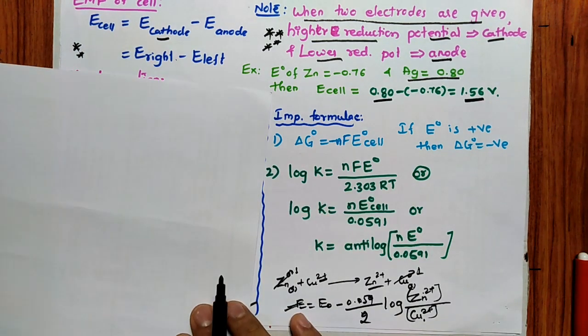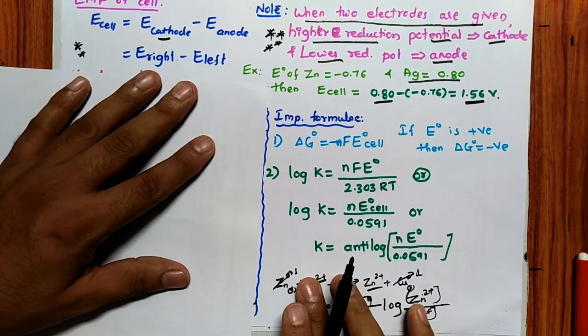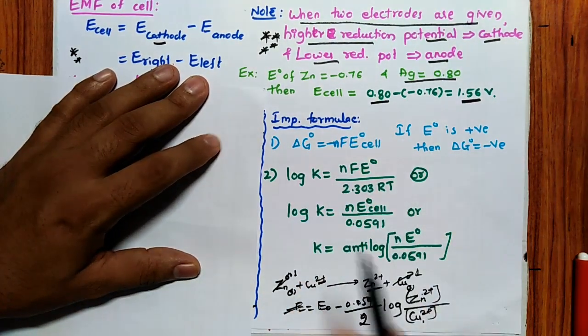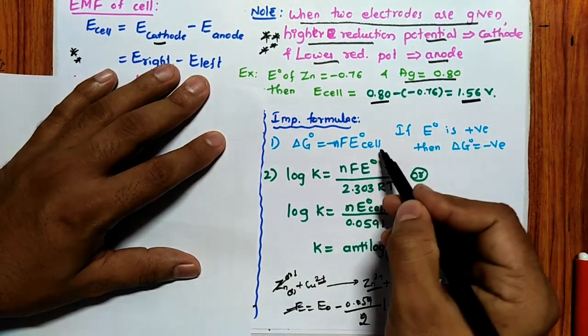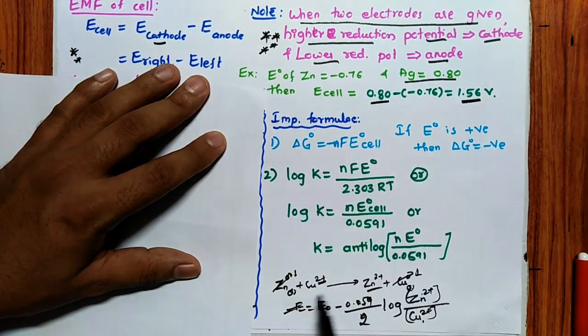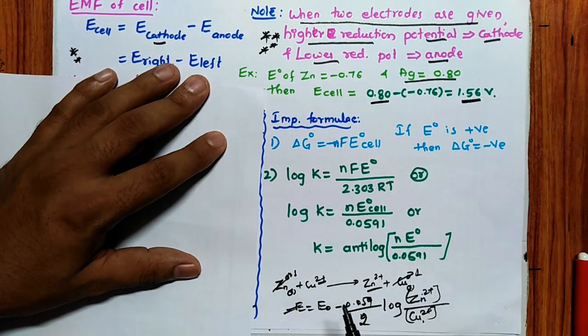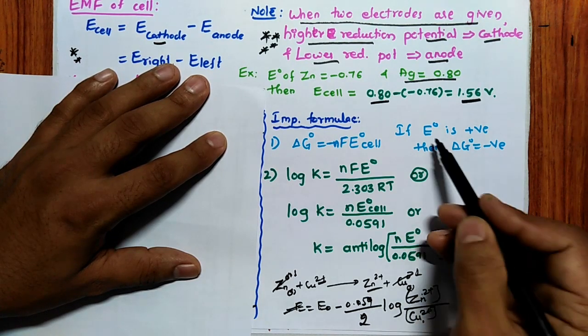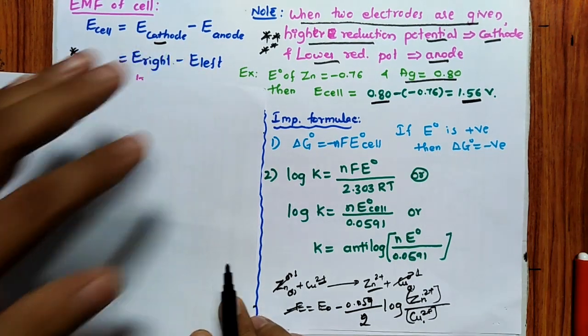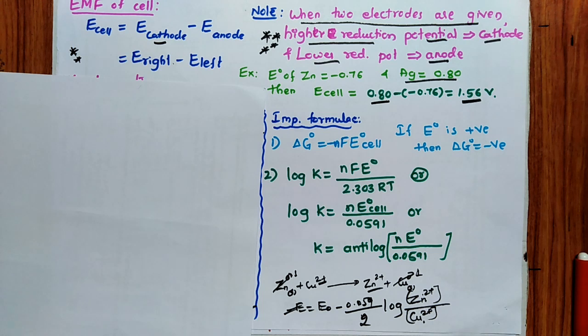Then we will see here. Now you can see important formulas. This you have to remember. See, delta G is equal to minus N F E naught cell. N is calculated the same way as here. F is Faraday, E naught cell they will give, and delta G naught you have to calculate. Very simple. Remember always, if E naught is positive, then delta G naught is always negative. E naught is positive, delta G naught is negative, then the reaction is spontaneous.